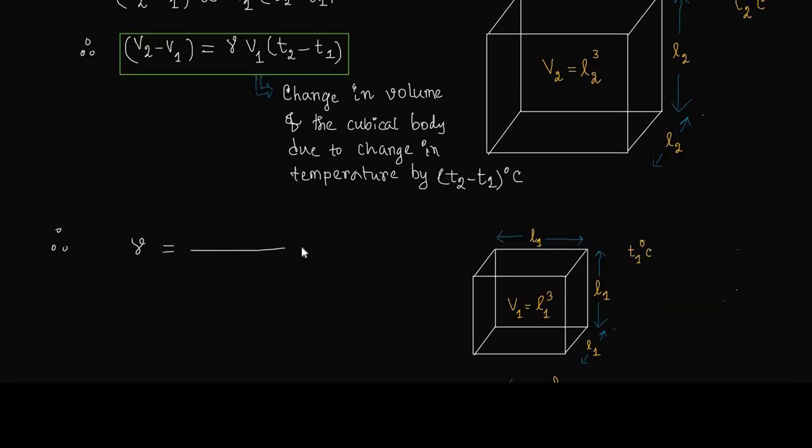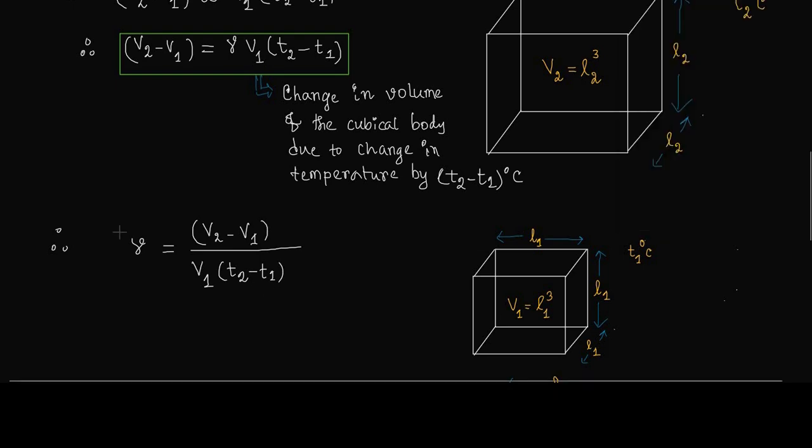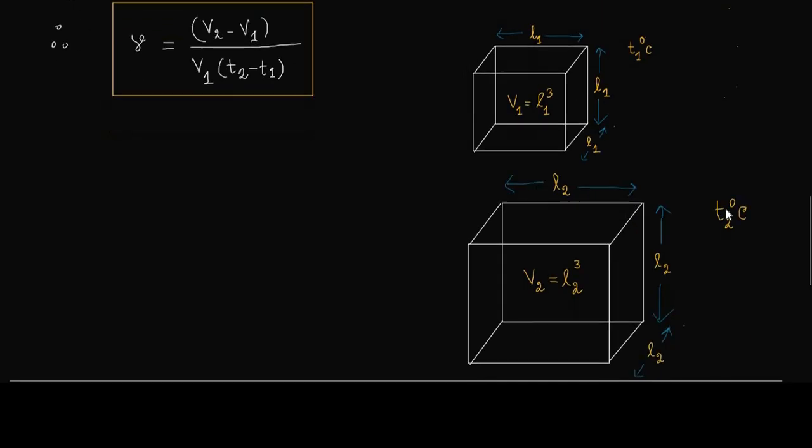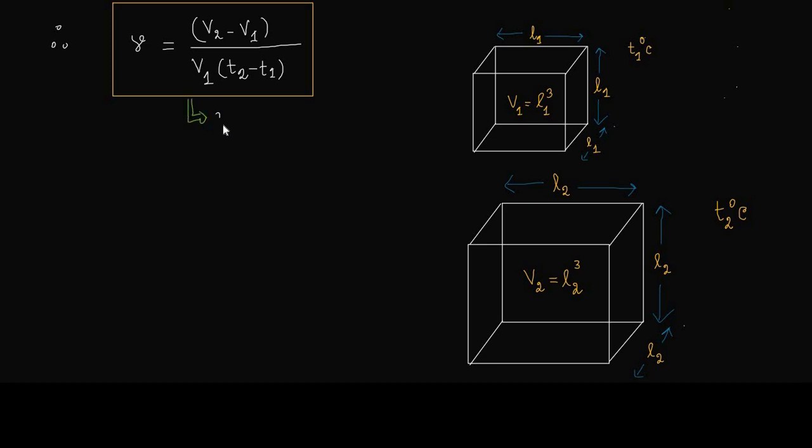Therefore, gamma is equal to V2 minus V1 divided by V1 into T2 minus T1, which is the coefficient of volume expansion of the solid body.